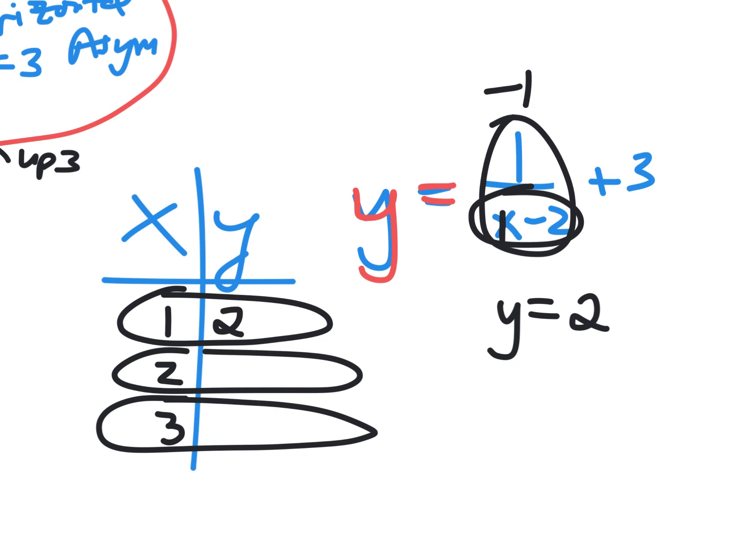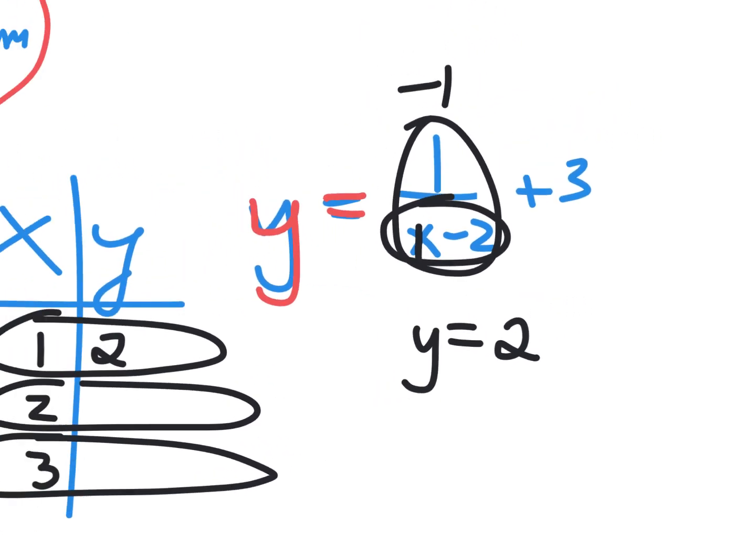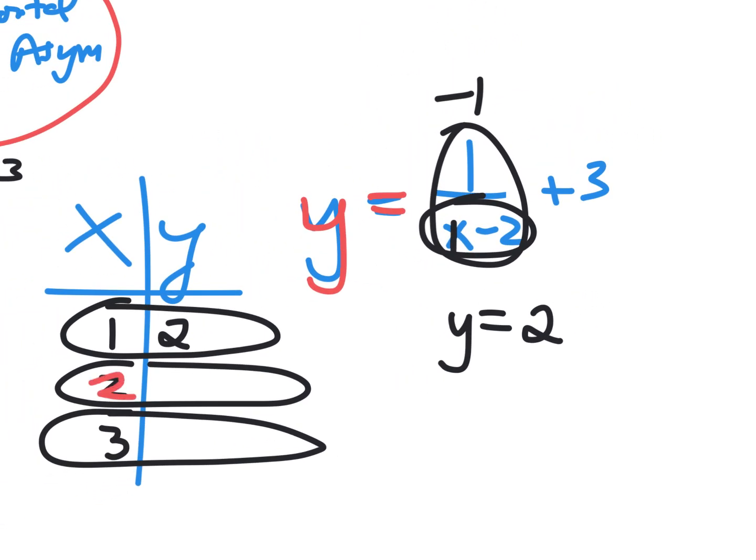So would you please put in 2 now, everybody, in your head? This 2 right here. We're sticking a 2 in. And what do you have? 1 over 0? What the heck does that mean? That's the asymptote. When you have something over 0, you have found the asymptote.